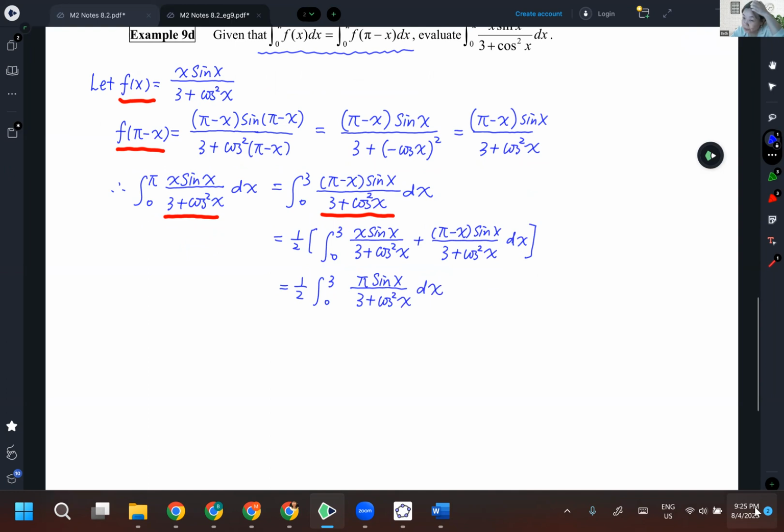Now in the previous example, the easier ones, when you add them together, the result is very simple. But this one, after adding, it's simplified, but not simple enough. So this one is much simpler because I can take out pi, but I still have sine x and cosine x inside.